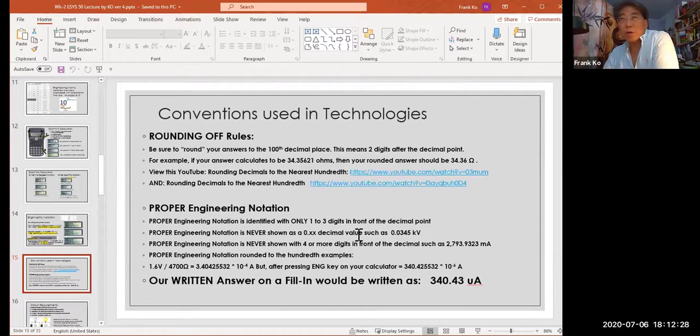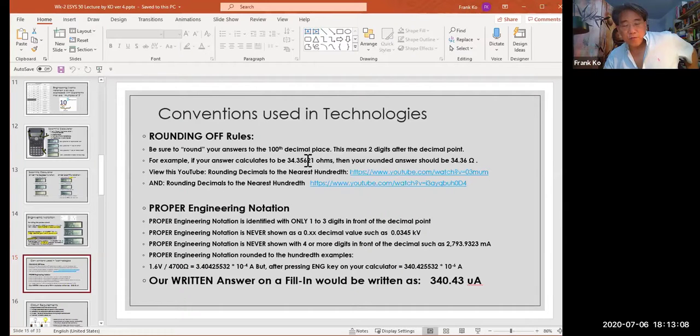The rules of rounding are shown by 2 YouTube videos, which I won't play for you, but basically, our convention for this program, for all of our classes, is to round to the hundredth decimal place, meaning 2 digits after the decimal point, which means you have to look at the third digit after the decimal point in order to determine whether you round up or you leave the number alone. So in the case of the example that I show you on this slide, if the answer calculates to be 34.356, that third digit is greater than 5.